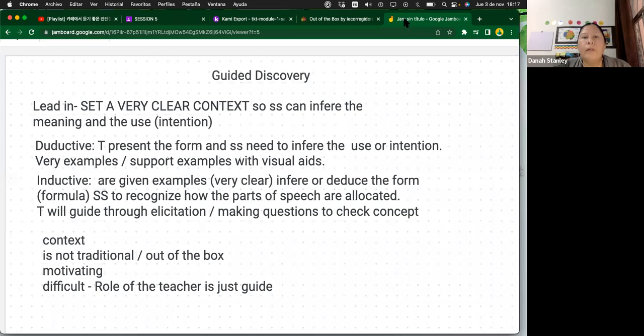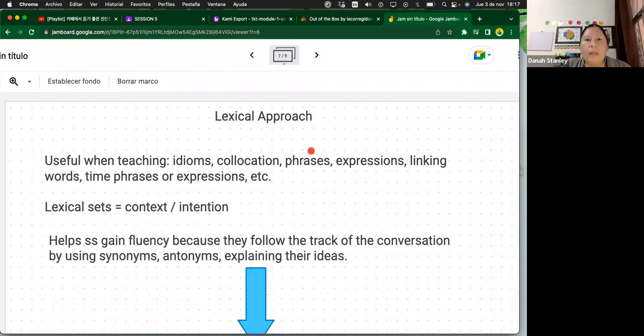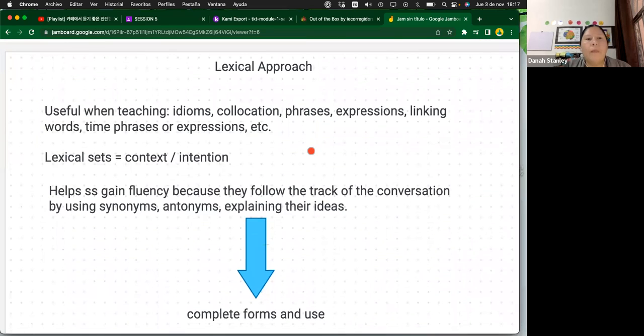So in here is mainly vocabulary, okay, lexical stuff. So it's very useful when we are teaching, for example, idioms, collocation, phrases, expressions, linking words, time phrases, or time expressions, etc. It's a complement for the grammatical structures. So remember that the lexical sets are closely related to the context or the intention.